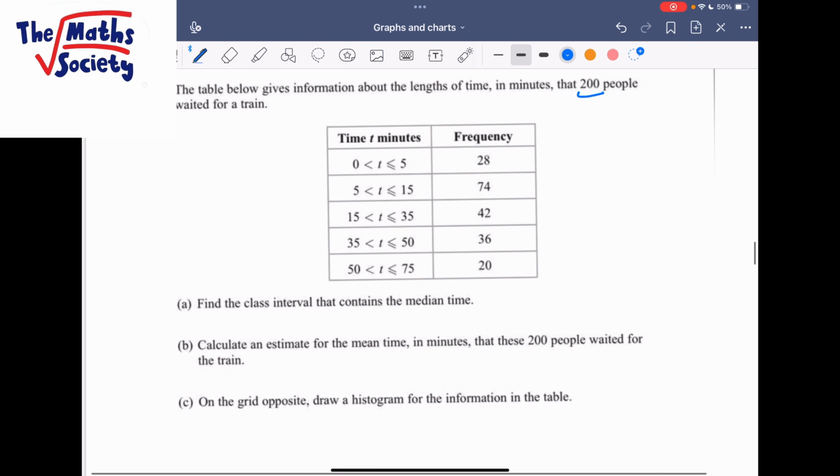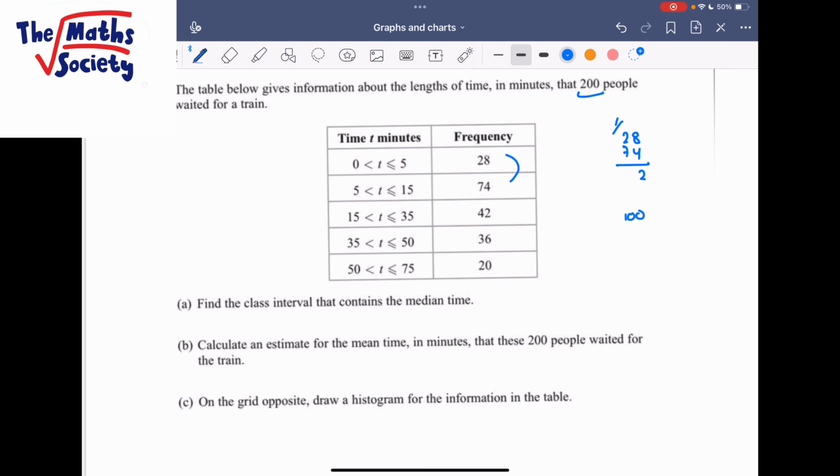So we had 200 people, so the median would be at 100, right? If it's going to be at 100, you've got to just add up until you reach 100. And we can see that it's going to be 100 here already when it's 28 plus 74. So that's 12.